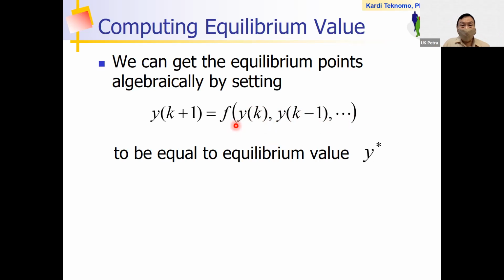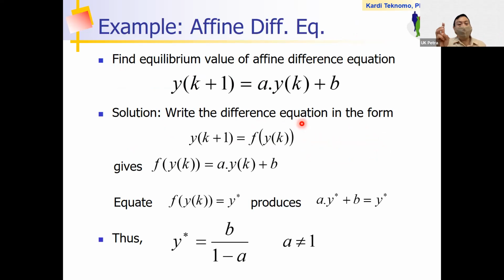Okay. Now I want to get the equilibrium value. Let's call this equilibrium value y constant, so with y star, just to simplify that. So how to do that? You know what the meaning is. That means this is y star, this is also y star, this is also y star, and so on, right? So okay, let's take an example so that you will understand. Find the equilibrium value of this affine equation.